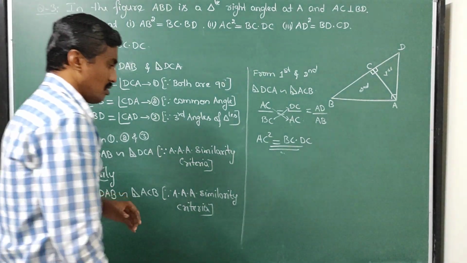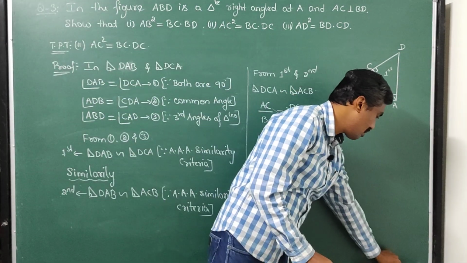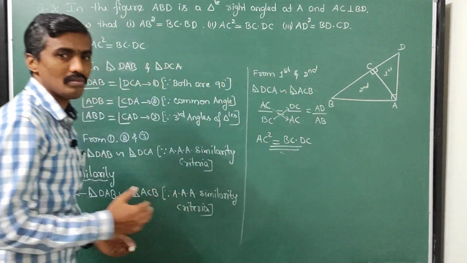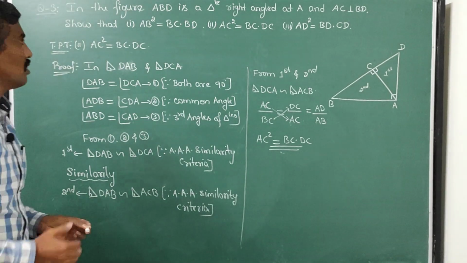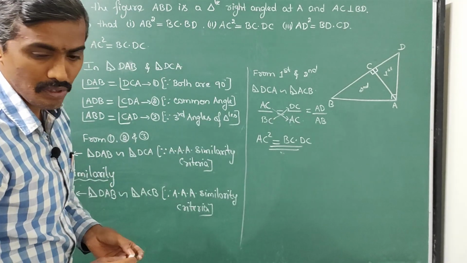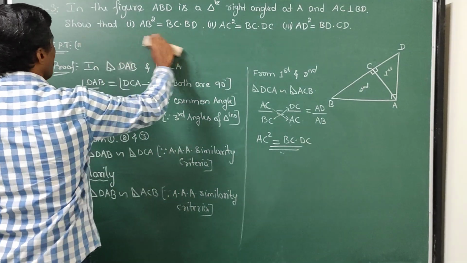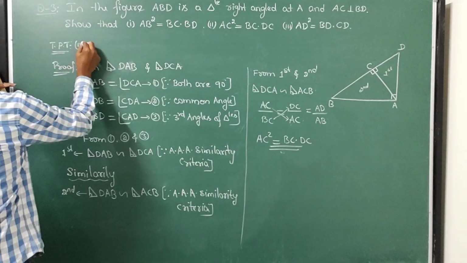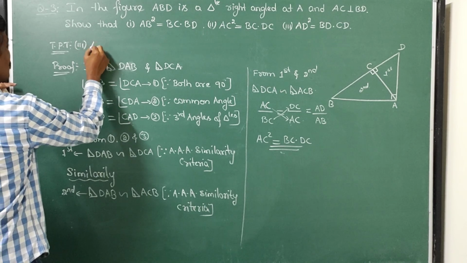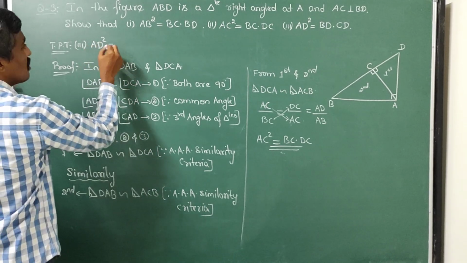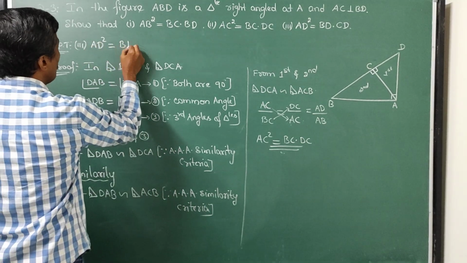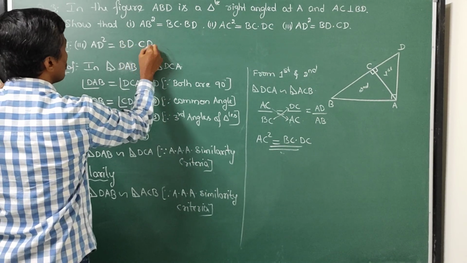So very easy. Just observe the figure, then apply. Observe which sides we require. Okay, so let me move on to the third point. The third point is AD square. I think now you are able to prove AD square is equal to BD into CD.